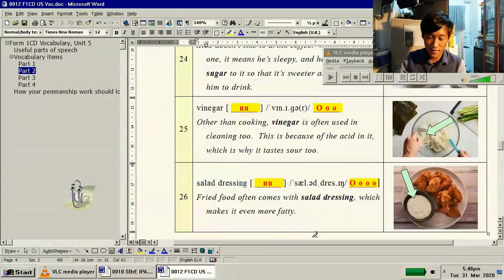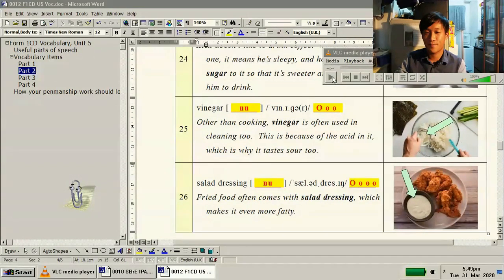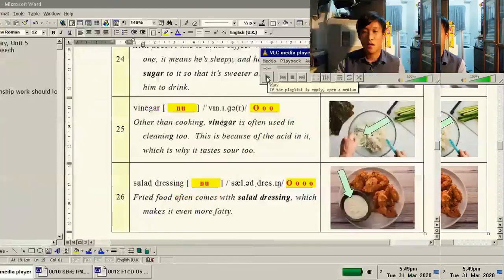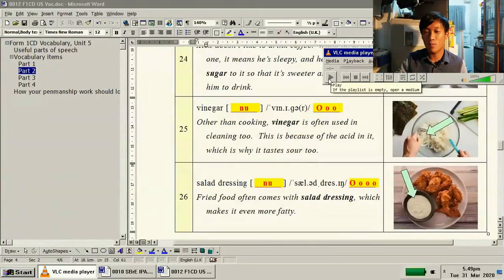Okay, let's practice reading. So, salad dressing. Fried food often comes with salad dressing, which makes it even more fatty.